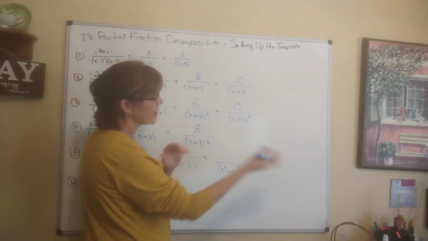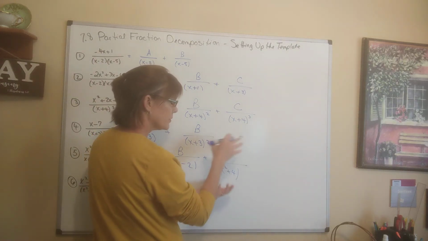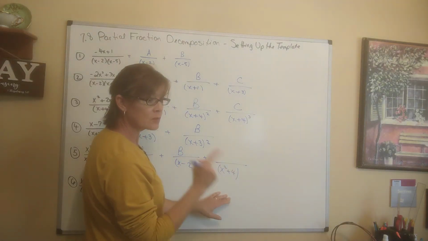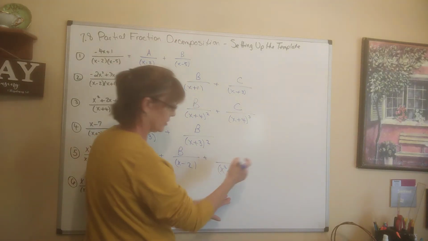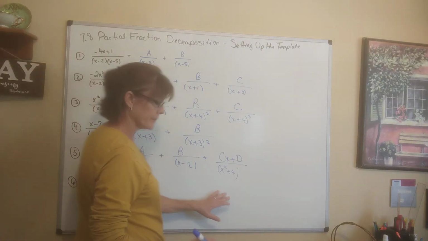This is degree 2. Finally, we have something that is the closest you can factor it is squared. What goes in the numerator would be something 1 less than 2 is 1, so we need a linear expression up here. Cx plus d is what we're going to put right there.